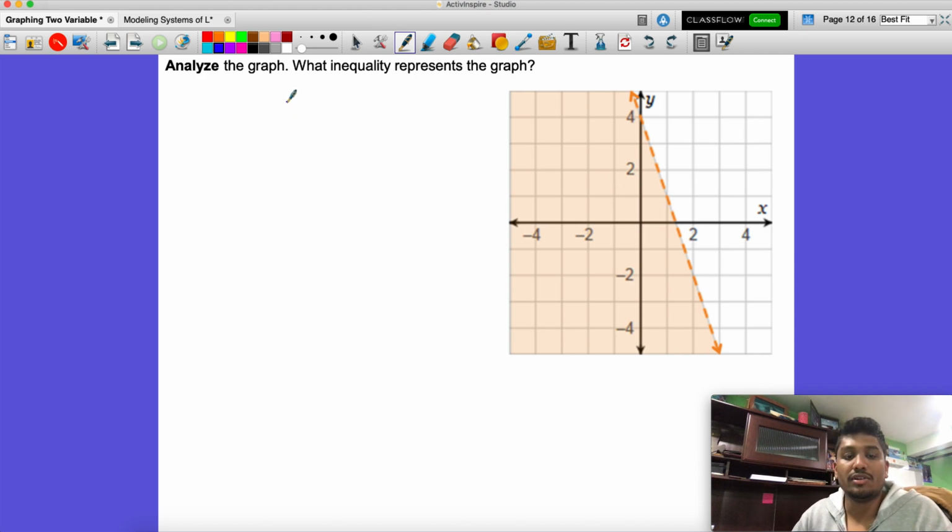So again, it's a straight line. We're still talking about the general format, y equals mx plus b. The reason why I'm stressing that is because we're not going to have an equal sign here. They're not asking for an equation, they're asking for an inequality. So we're going to be having either one of these, okay?